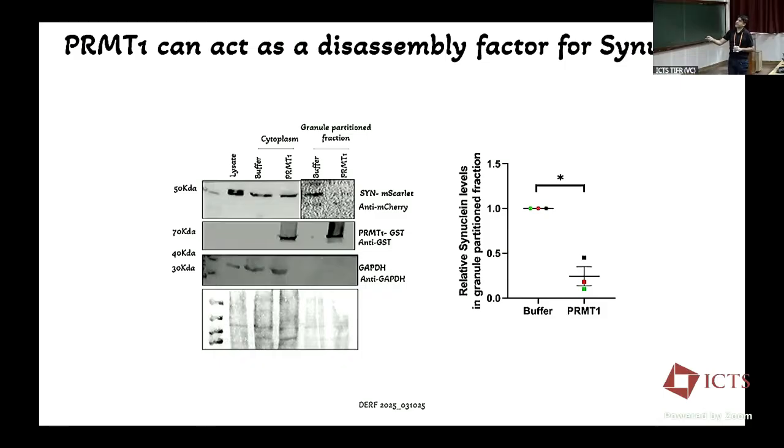In fact, PRMT1 itself localizes to these insoluble fractions, which is something we are trying to figure out right now. Why is that the case? But the important thing is that, like HMT1, PRMT1 can perhaps act as a disassembly factor for synuclein.